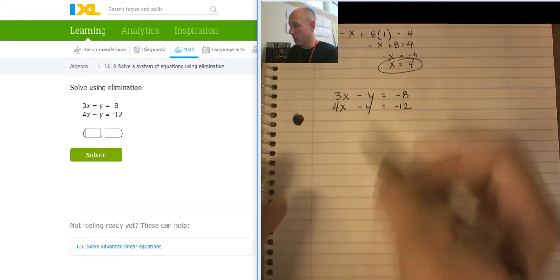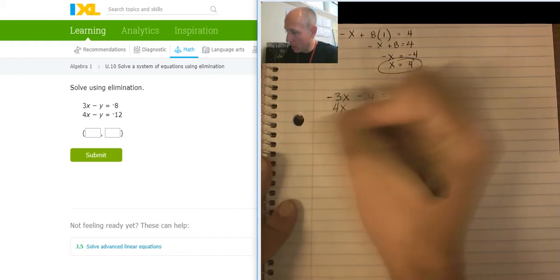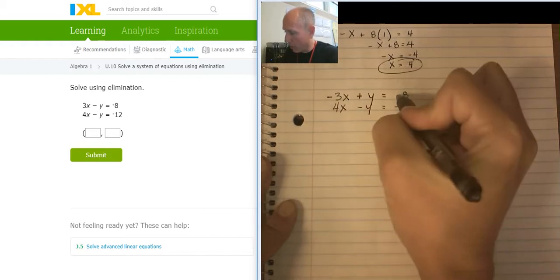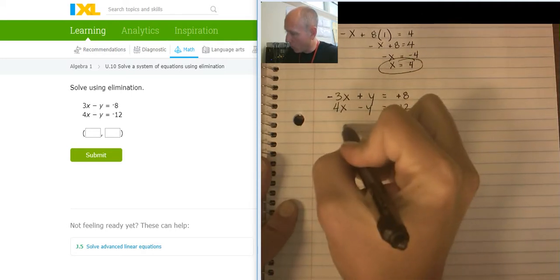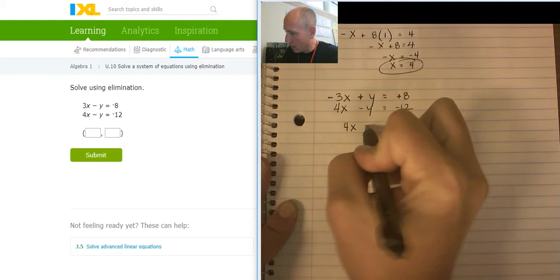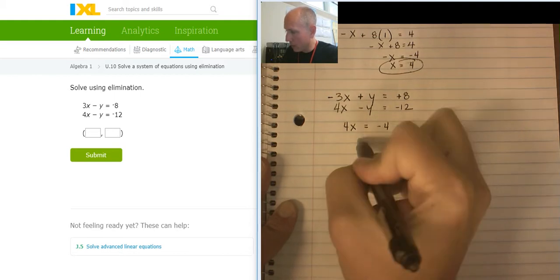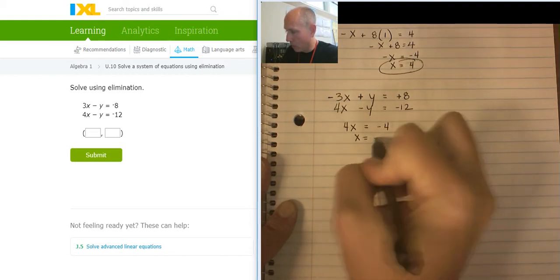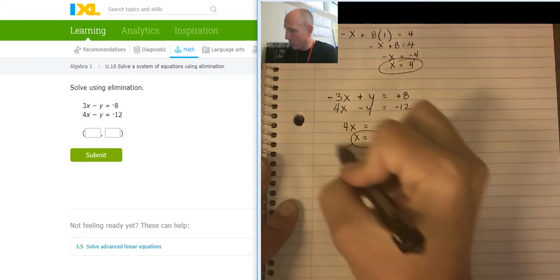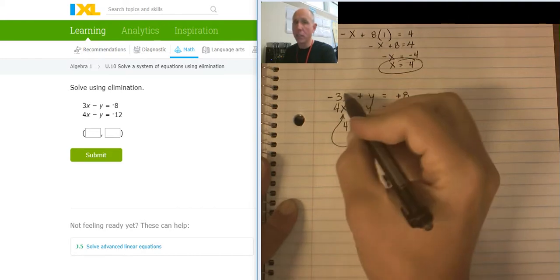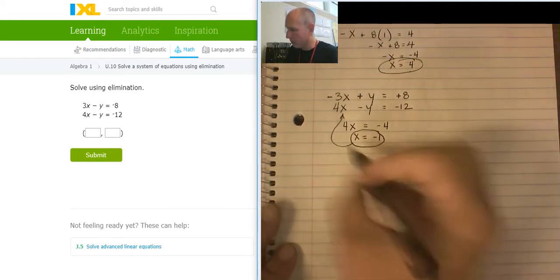So I'm going to take the entire top equation, multiply everything by a negative 1, which changes all the signs. Now I'm left with 4x equals negative 4, so x equals negative 1. Halfway there. I'm going to take that x and I'm going to put it right there. I can put it into the top or the bottom, it doesn't matter.